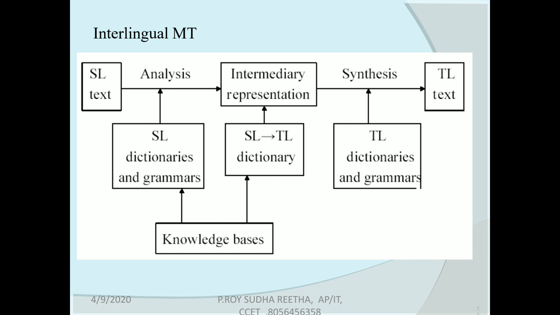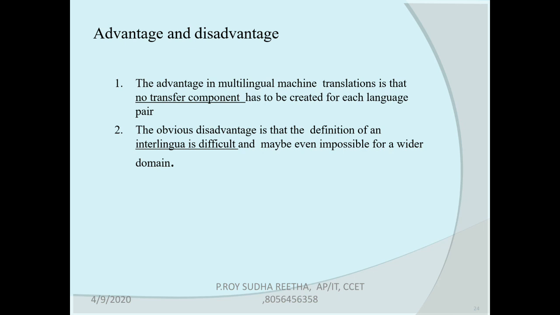The source language text will be put forth for analysis. The analysis will be done using the source language dictionaries and grammars. An intermediate representation is produced, which is put forth to synthesis, where dictionaries and grammars are used, and finally the source language text will be converted into a target language text. And we are going to see the advantages and disadvantages of this machine translation.